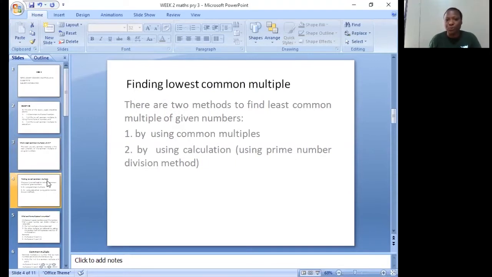Finding lowest common multiples, I've told you, either you call it least common multiple or you call it lowest common multiple. Least common multiple, L.C.M, lowest common multiple. There are two methods to find least common multiple of any given numbers: by using common multiples, and by using calculation, the prime number division method.